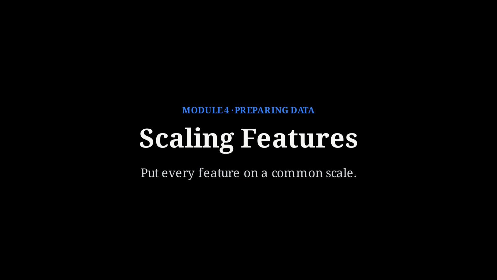Here is a subtle problem that quietly breaks many models. Your features live on wildly different scales. And to a lot of algorithms, a bigger number simply looks more important, even when it isn't. Let's see the damage, then fix it, step by step.